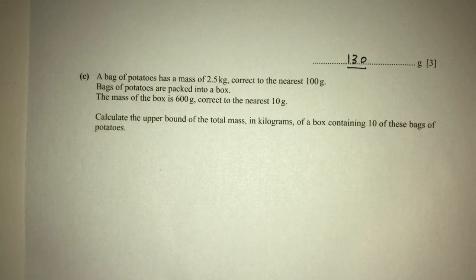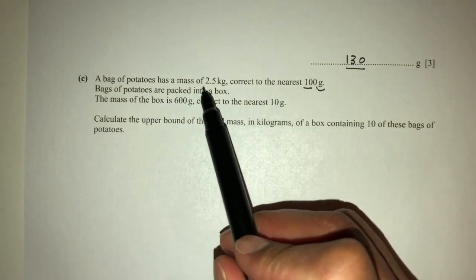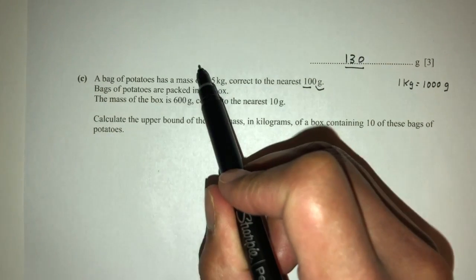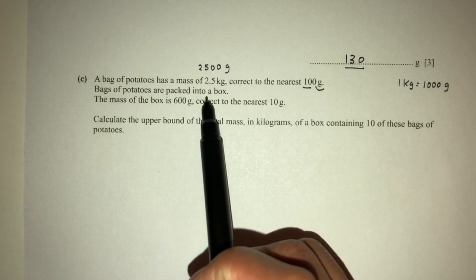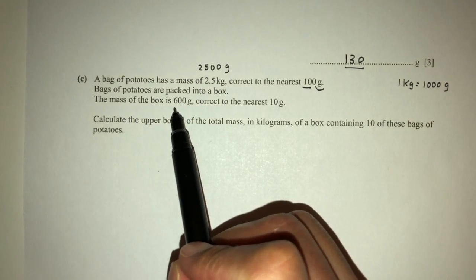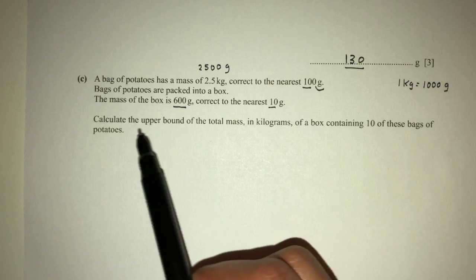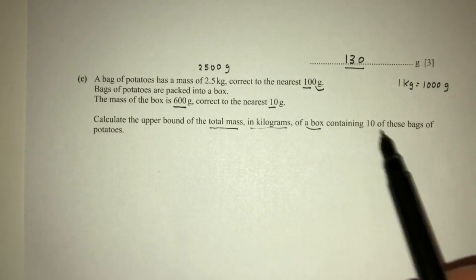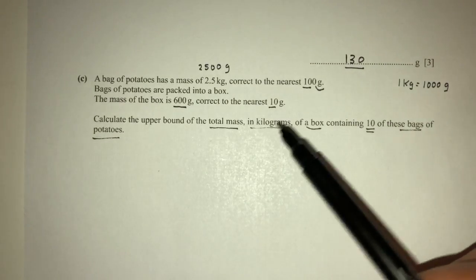A bag of potatoes has a mass of 2.5 kg, correct to the nearest 100 grams. As you can see, here we have grams, so the wise thing to do is to convert this to grams. So 1 kg is 1000 grams, so that will be 2500 grams. Now, bags of potatoes are packed into a box. The mass of a box is 600 grams, correct to the nearest 10 grams. Calculate the upper bound of the total mass in kg of a box containing 10 of these bags of potatoes. Now, before we do this, let's first find the upper and lower bounds of these two things.